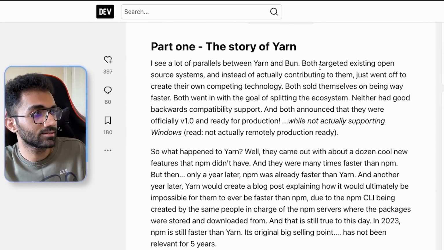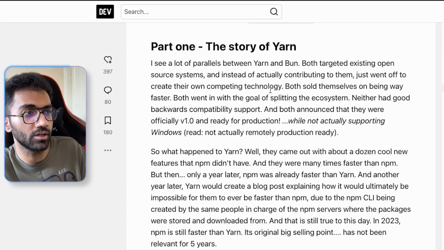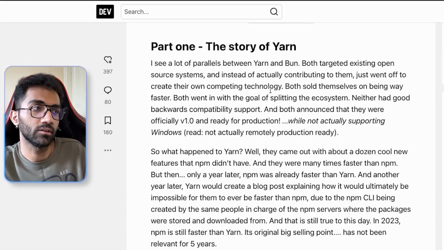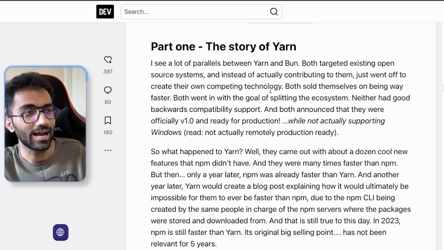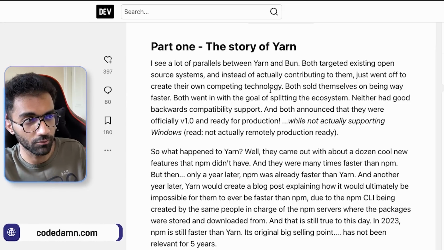"I see a lot of parallel between Yarn and Bun. Both target existing open source systems, and instead of actually contributing to them, just went off to create their own competing technology. Both sold themselves on being way faster. Both went with the goal of splitting the ecosystem. Neither had good backwards compatibility support, and both announced that they were officially V1 and ready for production."